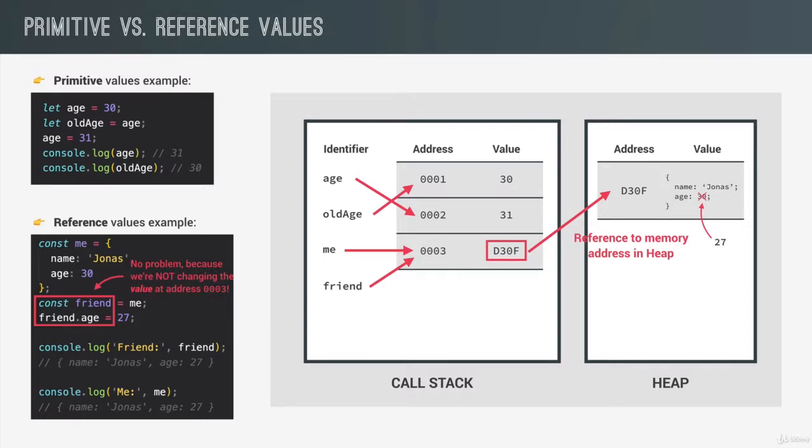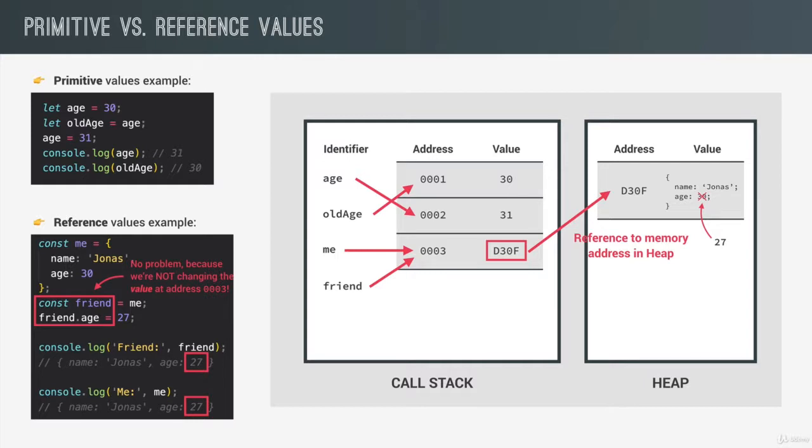Anyway, as we log the friend variable to the console, we get the age of 27, just as we said before. But then, when we log the me object, we get that weird behavior that we could previously not explain and not understand. But with everything that we learned in this lecture, it actually now makes sense that in the me object, age is now also 27, even though we never changed me.age directly.